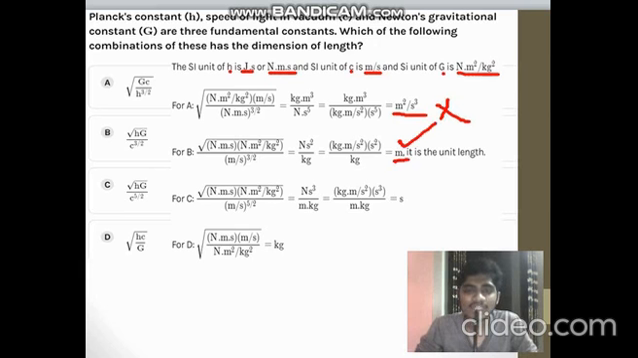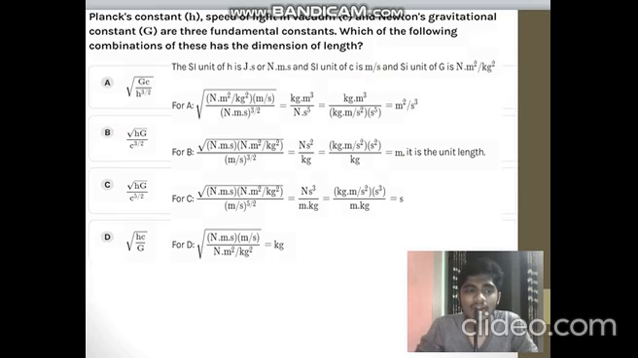Now doing it for C, you are getting s. That is the dimension of time. It's not the dimension of length. Doing it for D, you are getting kg. That's the dimension of mass. It's not the dimension of length. So B will be the right answer. So everywhere you are substituting the same, and you are just simplifying to get the final answer.